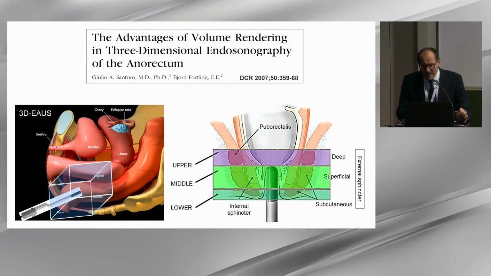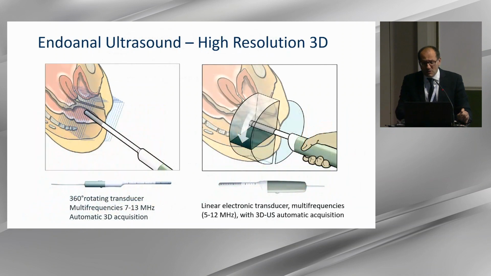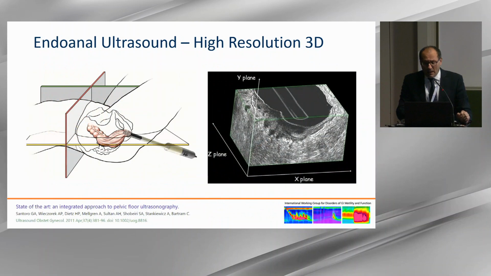How can we assess the anatomy of the anal canal? We have a great test that is endoanal ultrasound, and endoanal ultrasound provides a very nice imaging of the anatomy of the pelvic floor and of the anal canal. We use different kinds of probes. We have mechanical rotating probes or linear array electronic probes. Both kinds of probes also have special software for high-resolution 3D reconstruction.